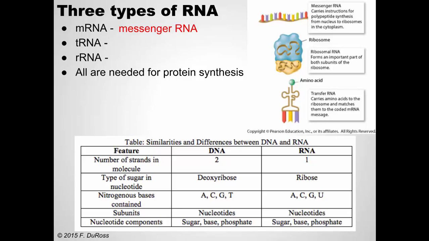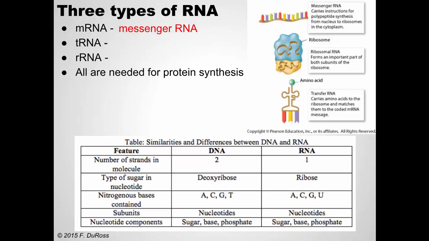The ribosome is also made of RNA. So it has the recipe. The ribosome is going to help put it all together. The last thing it needs are the ingredients for the protein. And what do you think the ingredients of a protein are? What are proteins made out of? Amino acids. How many different amino acids are there? 20.